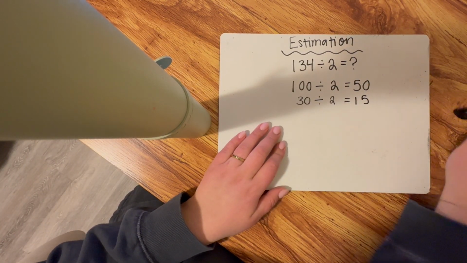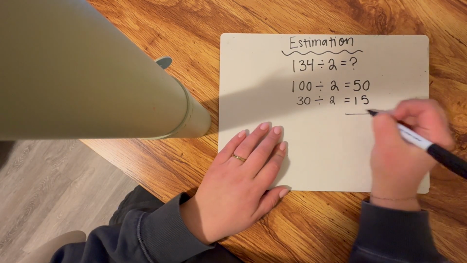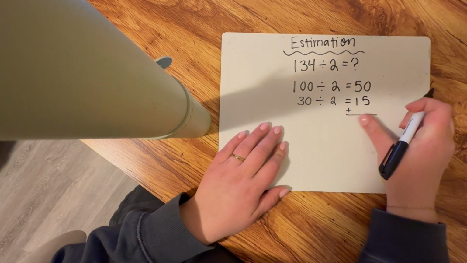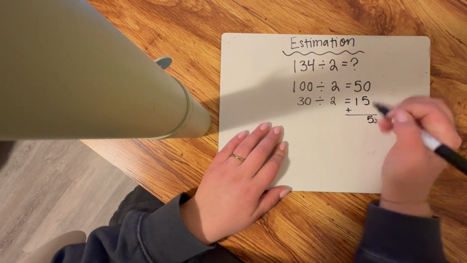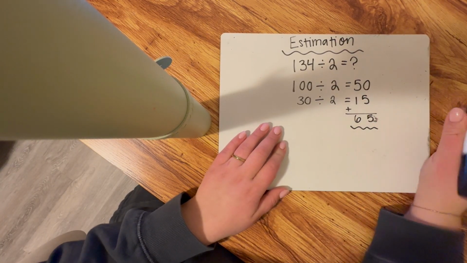Since it's an estimation, I'm not going to do the third place value. Instead, I'm just going to add these two up. So 0 plus 5 is 5, and 5 plus 1 is 6, giving me an estimation of 65.